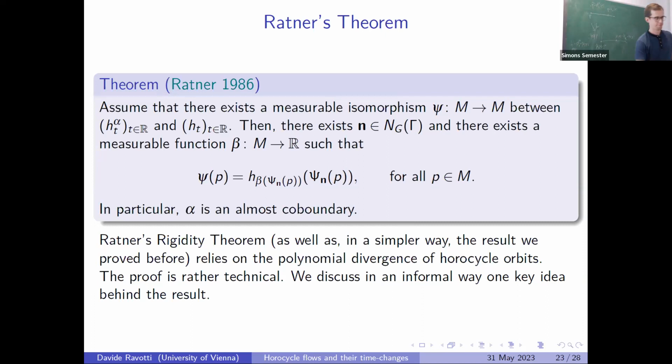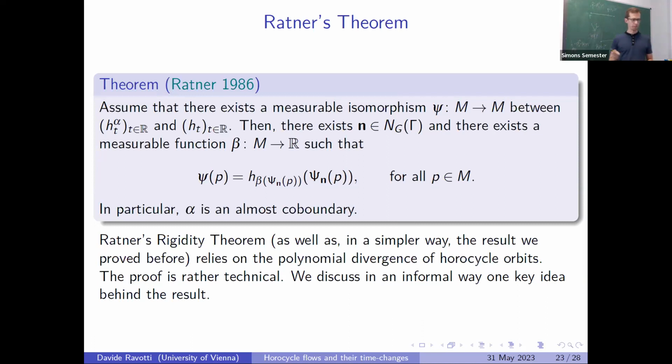This is because we have this commutative formula for the geodesic flow. You will see how the proof goes. It's a bit of that, but it's also about the polynomial divergence of orbits.